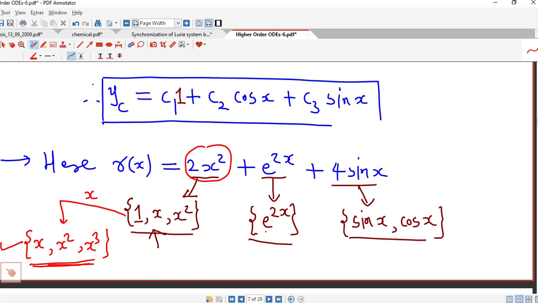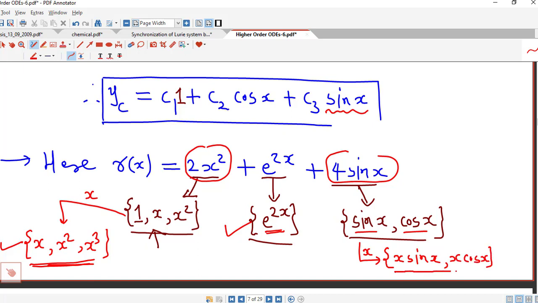Now for this function, the family contains only one function, e raised to 2x. So it is absent in the complementary function. So this will be the right choice. Now for this function, the family contains two functions, sin x and cos x. But sin x is present in the complementary function. So we will modify this also by multiplying with x. So this is x sin x and x cos x.